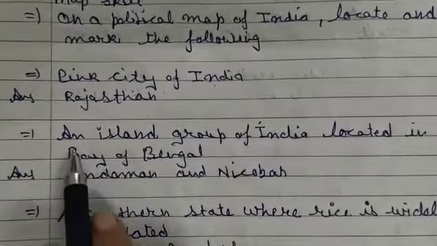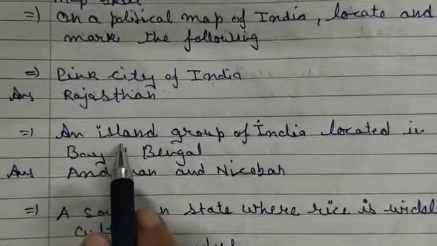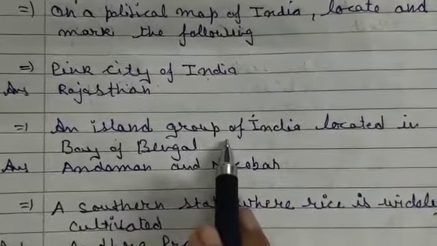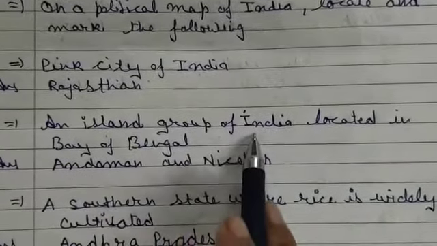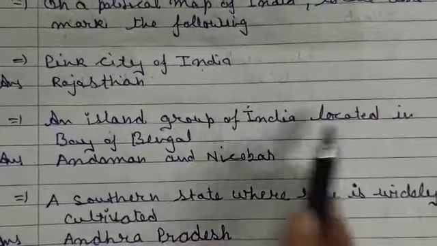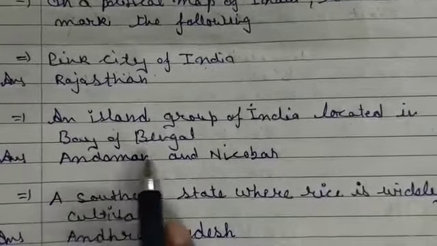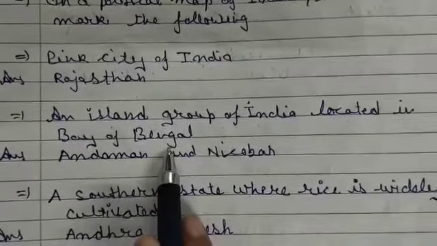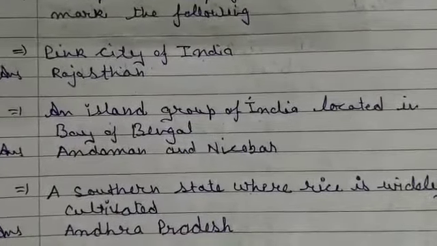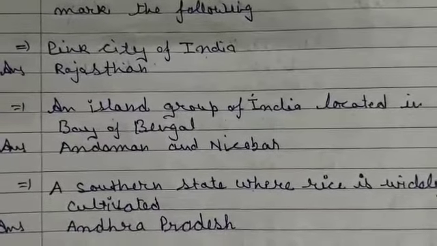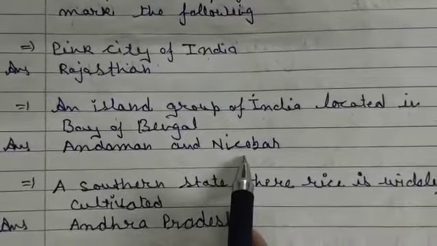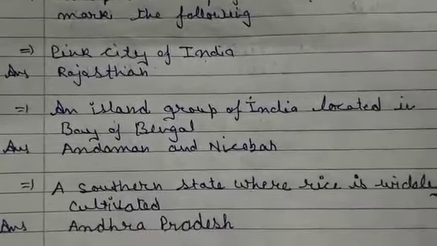Second, an island group of India located in the Bay of Bengal. An island group of India located in the Bay of Bengal. And the answer is Andaman and Nicobar.